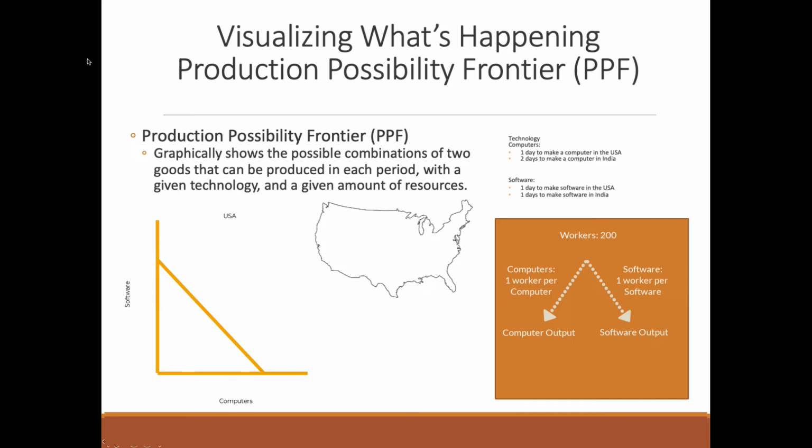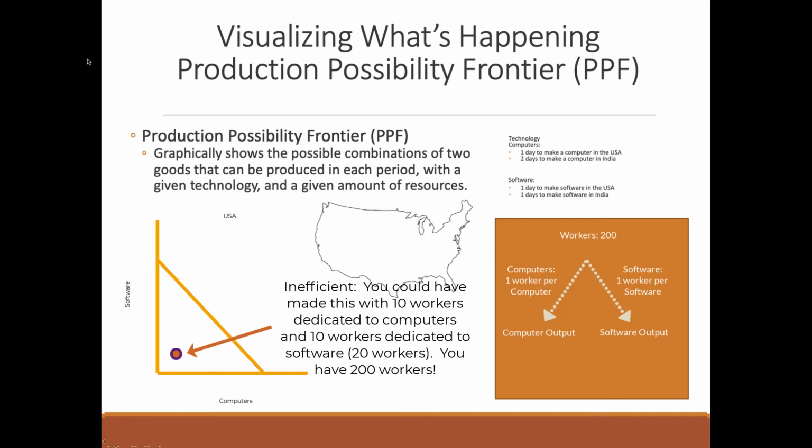For example, let's take a point under the curve. Let's take this point right here. Maybe it's 10 computers and 10 software. Is it possible for me to make that output with 200 workers and the technology that we have? Absolutely we can. Is it efficient? No. Matter of fact, that's what we call inefficient, because you could make that output with worse technology or fewer workers. You essentially have unused resources.